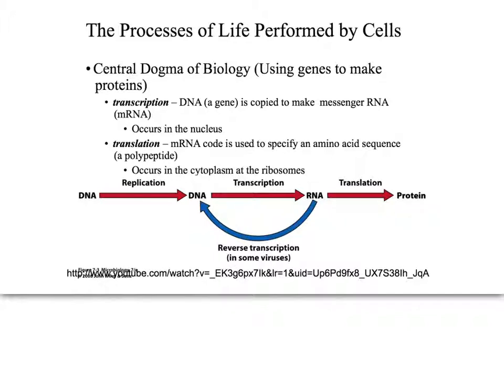Okay, now one of the big processes or kind of laws that we have in biology, probably the only one, we call the central dogma of biology. Okay, and this will keep coming back over and over again. The idea behind the central dogma is that if we need to take DNA and copy it, that process is called replication. Okay, that occurs in the nucleus.